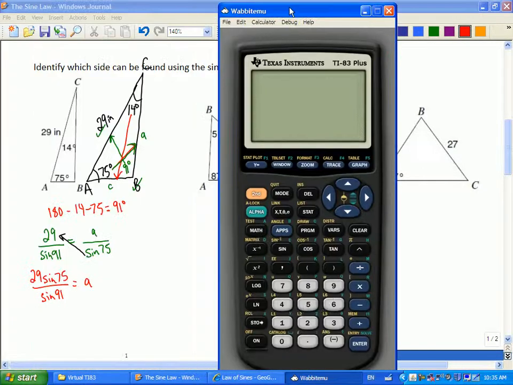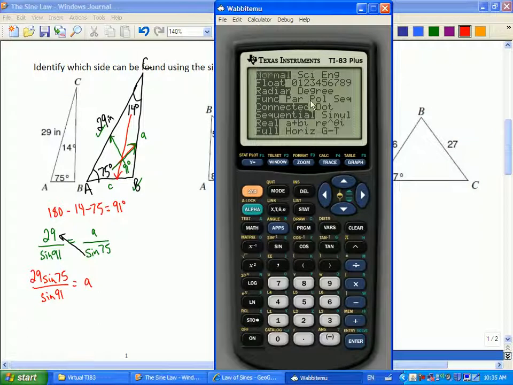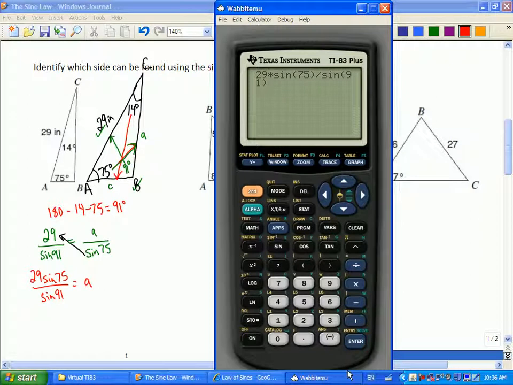Okay, so let me see here. I'll enter this in as 29 times the sine of 75 over the sine of 91. Okay, and I should make sure I'm in degrees. See, right now my calculator isn't. It needs to be down here in degrees. So make sure yours is too. And it tells me that side is 28.